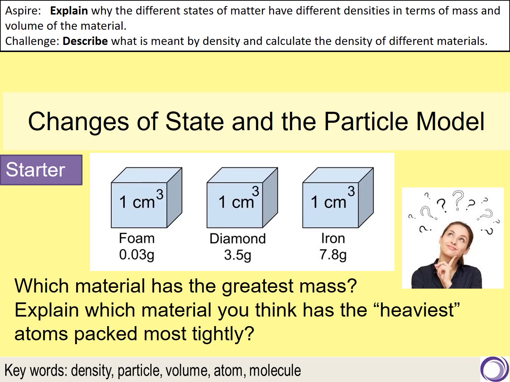So I want you to have a think about these different situations. We've got some foam here, which has a mass of 0.03, diamond, which has a mass of 3.5, and iron, which has a mass of 7.8 grams. And they're all using the same units, they're all in grams. So which material has the greatest mass, which shouldn't be too difficult, and then explain which material you think has the heaviest atoms. And we're thinking about the heaviest atoms here, so you can think a bit to your chemistry, and which are packed most tightly. I'll give you 1 minute.